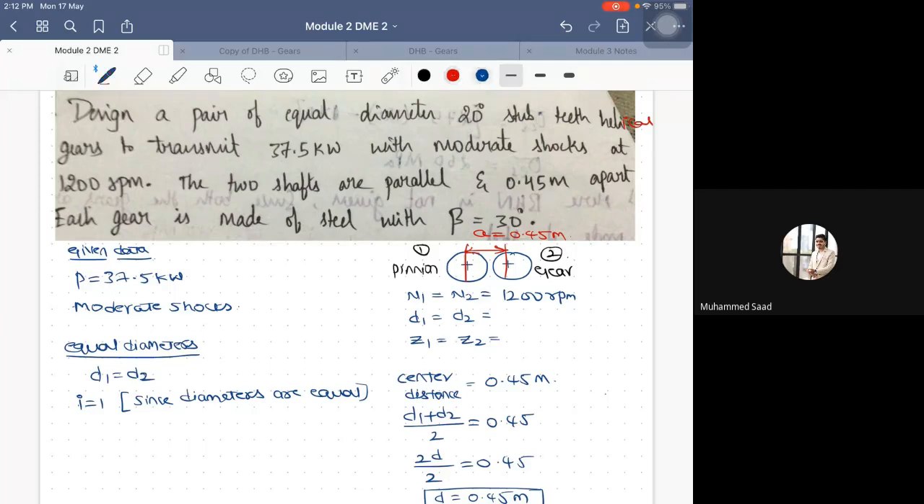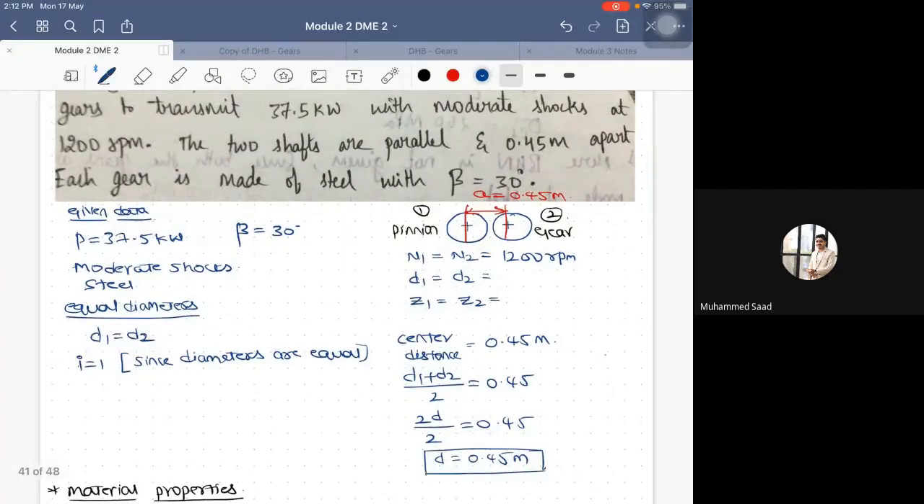Each gear is made up of steel. So he has mentioned the word steel, so it's very clear that it is made up of steel. And even here is given the value of helix angle, which is 30 degrees. So this is the data given. So from this, if the center distance is known, that is 0.45 meters, can I calculate the diameter of the one, since both the diameters are equal?